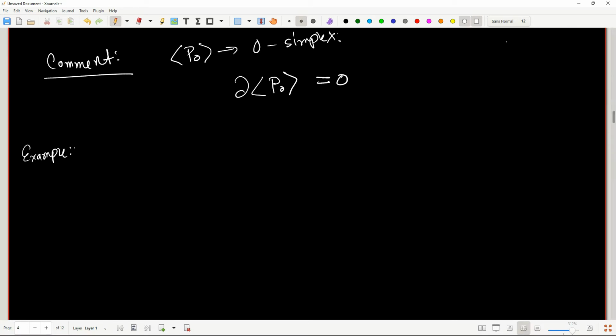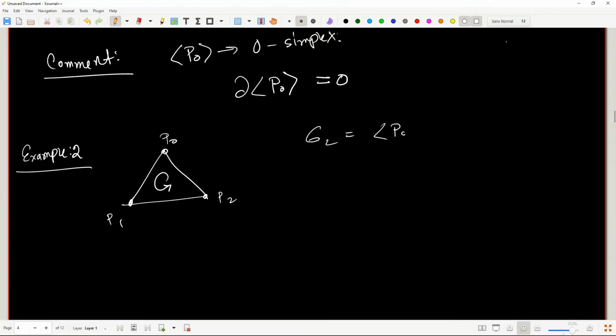Example 2. Let's take this triangle for a reason. Let's say this is p0, this is p1, this is p2, and I introduce the counterclockwise orientation. So the simplex itself is a 2 simplex, which is given by p0, p1, p2. And now I want to compute the 2 boundary, del 2 sigma 2.